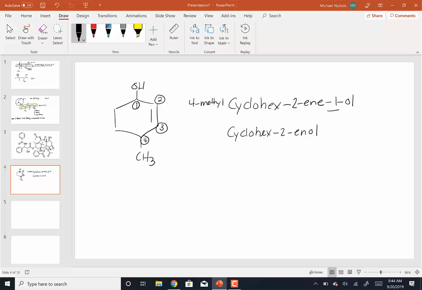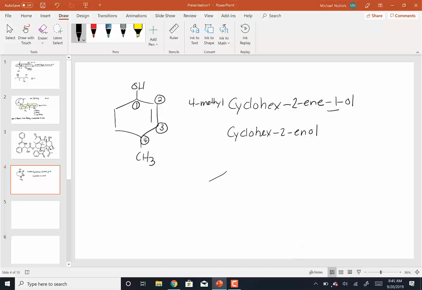Do I have to say cis or trans? No. With these rings, the double bond doesn't really have a cis or trans. The ring carbons are always going to be cis, because I can't make a ring otherwise. So that's what happens in the context of the rings.